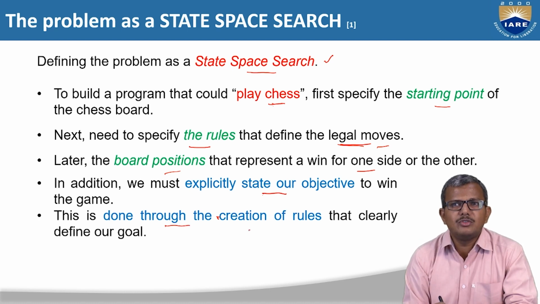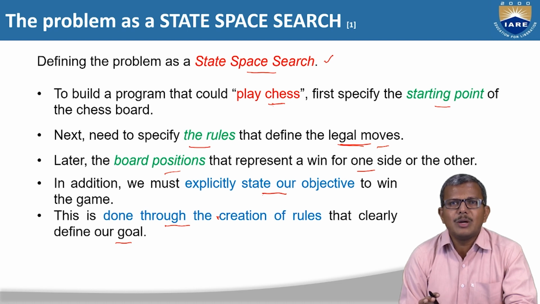So this can be done through the creation of rules that clearly define our goal. We should write the rules which tell about the initial state where we start the game, and also the rules which tell where we have completed the game, meaning where we have won. That is nothing but explicitly representing our primary objective.